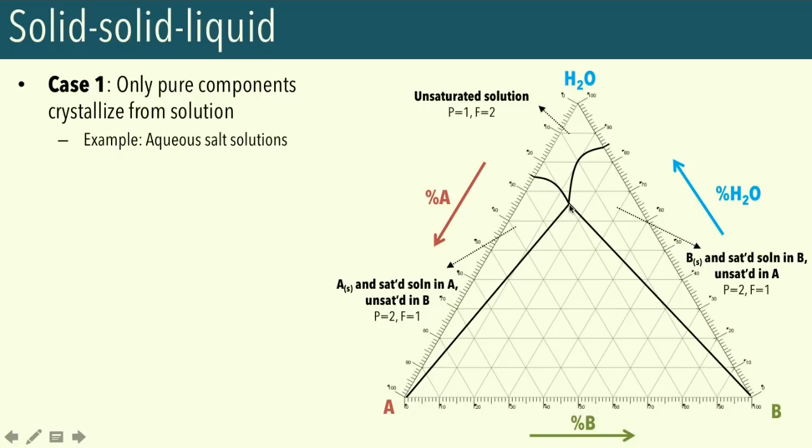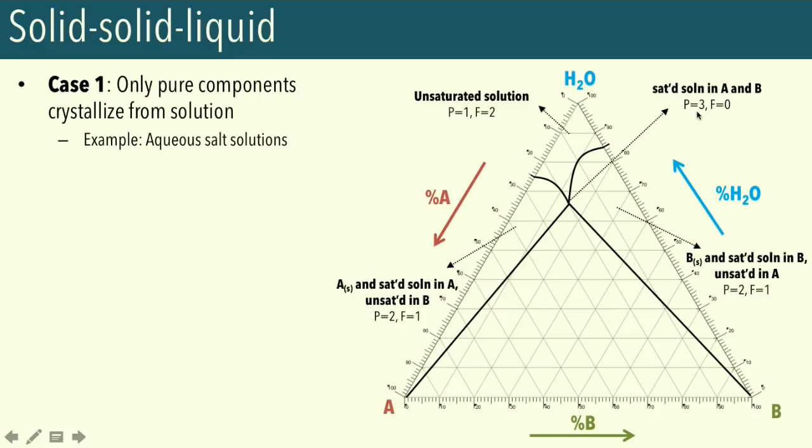So that means that this particular point over here represents the point when we have a solution that is saturated now in both A and B. Since we have a saturated solution, our system is now going to be in equilibrium between dissolving solid A and solid B, and precipitating them out of solution. So therefore this point represents a saturated solution in A and B.